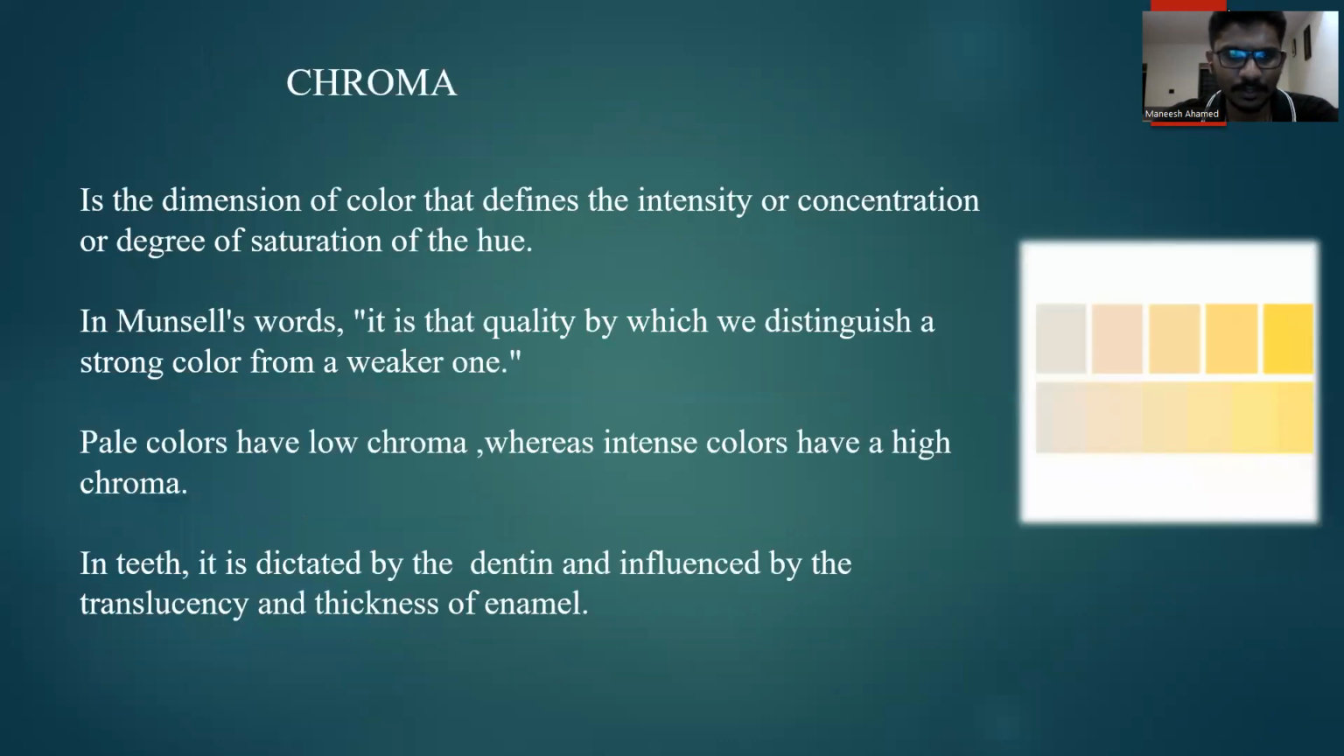Finally, the third component, that is chroma, is the dimension of color that defines the intensity or concentration or degree of saturation of hue. In Munsell's words, it is the quality by which we distinguish a strong color from a weaker one. Pale colors have low chroma, whereas intense colors have high chroma. In teeth, it is dictated by the dentin and influenced by the translucency and thickness of the enamel.